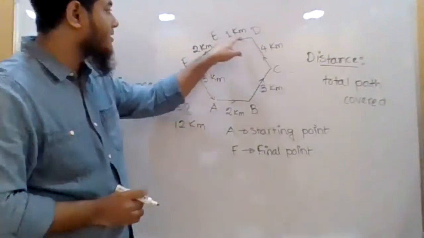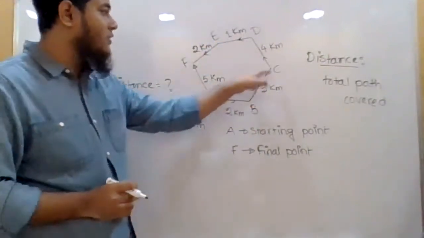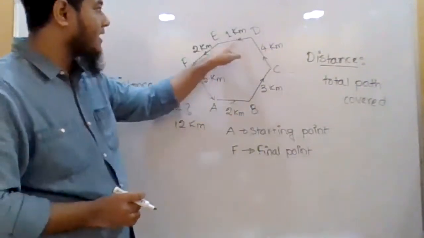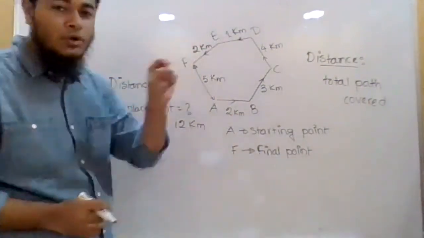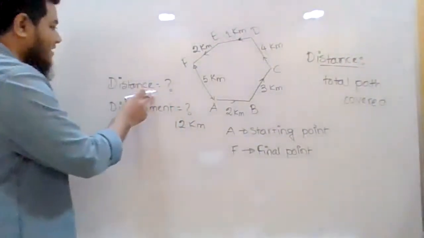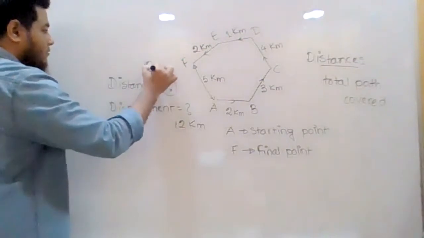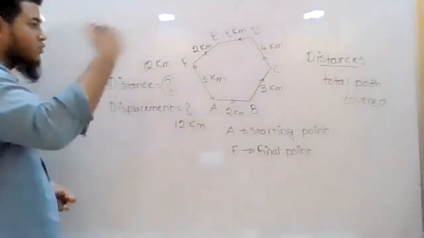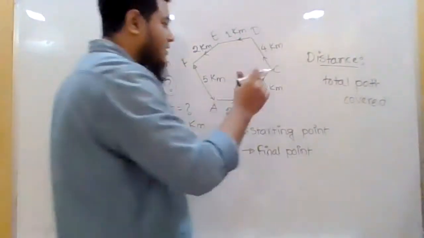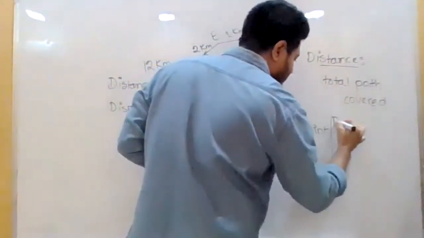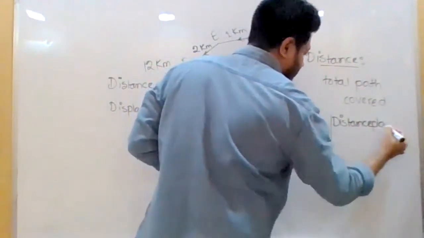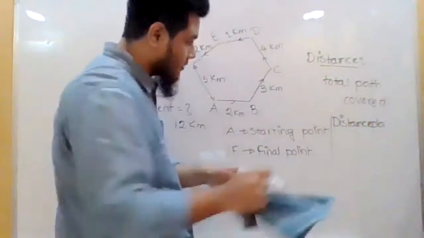So, if I say you went from A to F, this is the path, right? So, all of them. If you add 2 plus 3, 5, 5 plus 4, 9, 9 plus 1, 10, 10 plus 2, total 12 kilometers distance covered. So the distance covered will be 12 kilometers. Now let us take a look at the definition of displacement. Can anybody read it out loud for me?